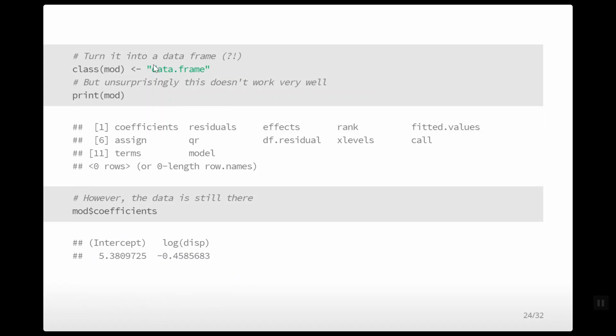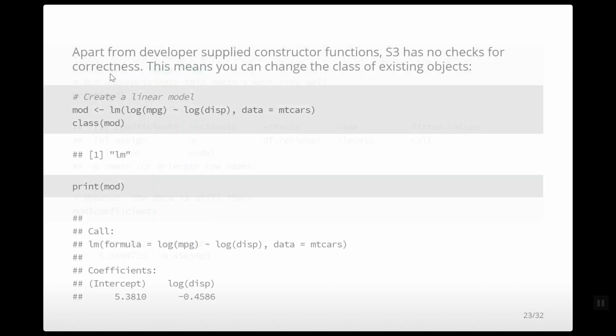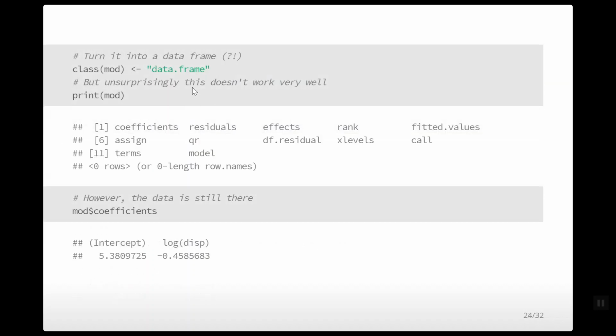But let's say, for whatever reason, I say, you know what? Let's change the class of this model object to a class of data frame. R says, all right, that sounds silly, but I'll do it. Actually, it doesn't even complain. So we've changed the model class to data frame. And now I say, print this out. And it prints it out. It did its best, and it says, I've got 0 rows. This feels weird.